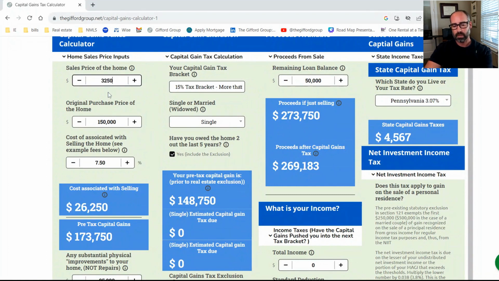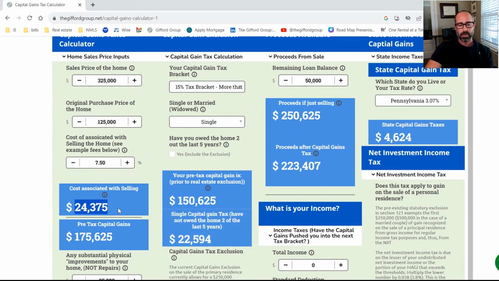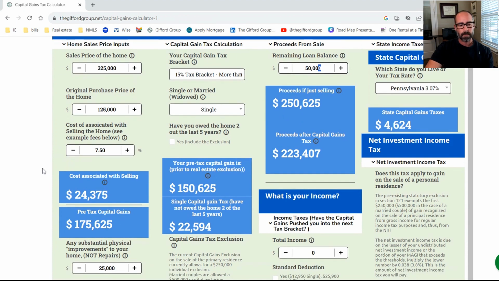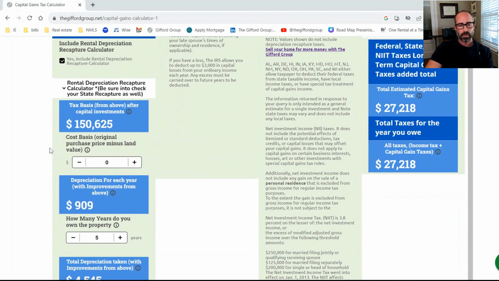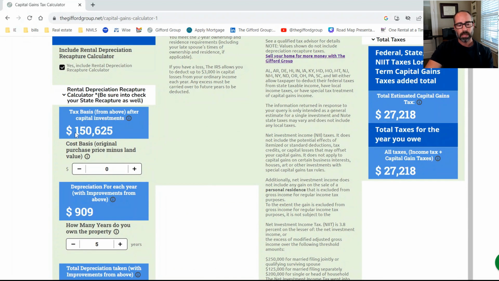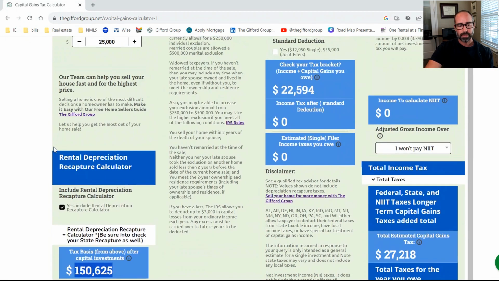So say we sell our home for $350,000, and we bought it for $125,000 when we originally purchased the home. It's our cost associated with selling right here. We pick our tax brackets, and that's going to show us the cost associated with selling and our pre-tax capital gains, our proceeds right there, and then you can put your loan balance in there. But right here, this is where the bread and butter of the video we're going to be talking about. So this is your tax basis, which is from above, right?